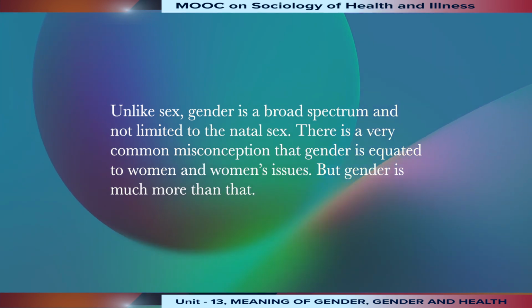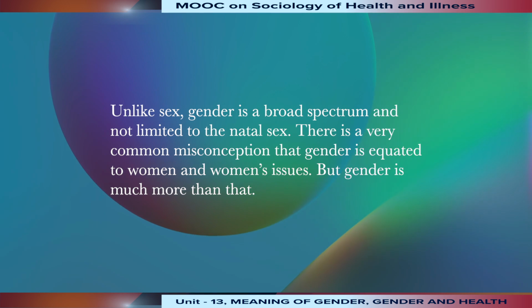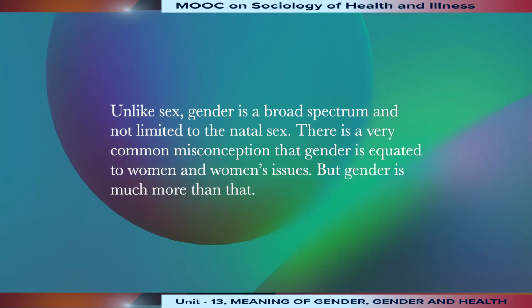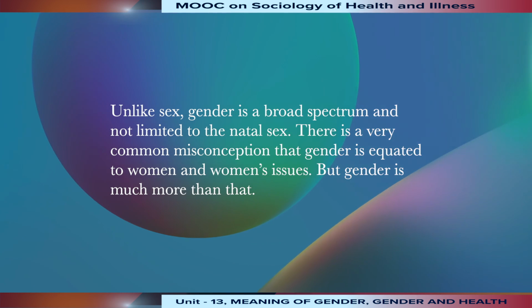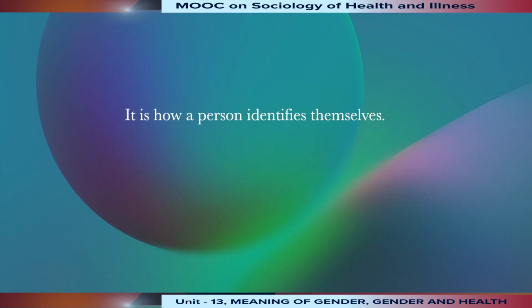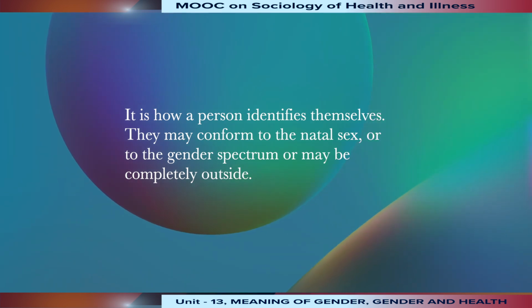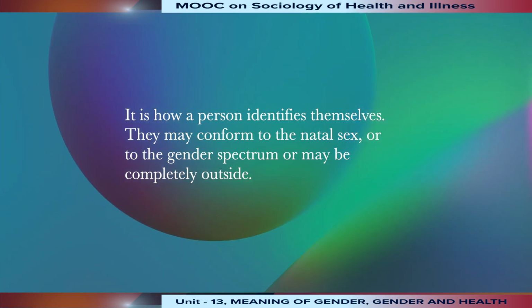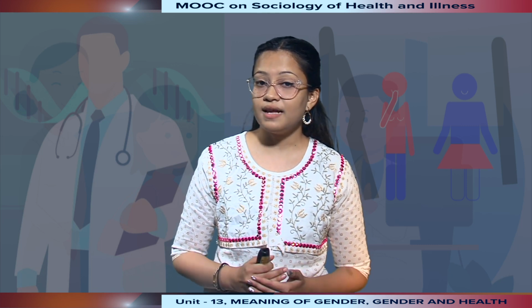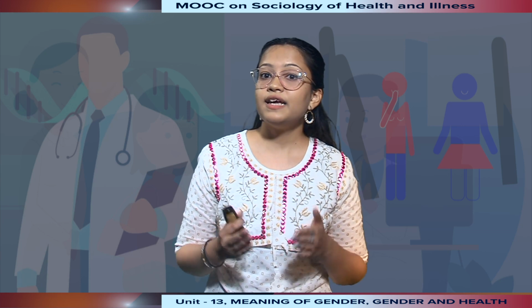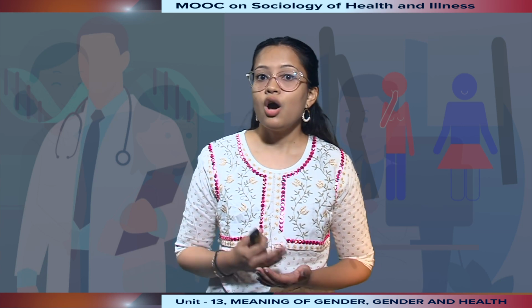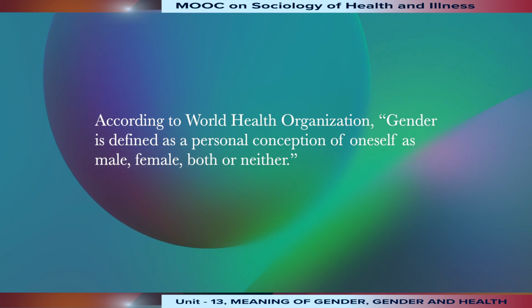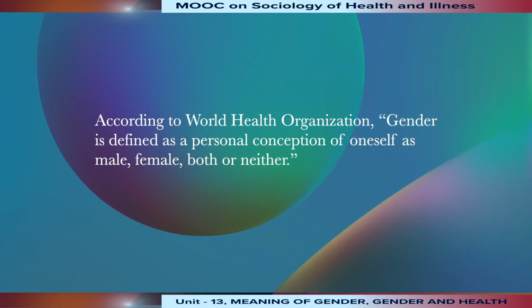Unlike sex, gender is a broad spectrum and not limited to the natal sex only. And there is another great misconception, that is, gender is equated to women and women's issues. But gender is much more than just that. It is how a person identifies themselves. They may conform to the natal sex or to the gender spectrum, or may be completely outside of it. Those who identify themselves outside the natal sex may be included in the identities of transgender, non-binary, or gender neutral. According to the World Health Organization, gender is defined as a personal conception of oneself as male, female, both or neither.